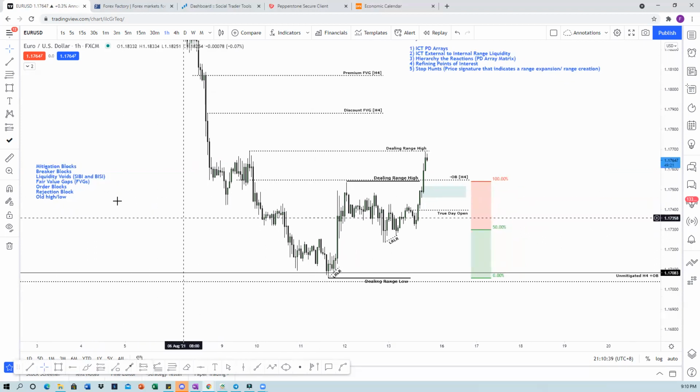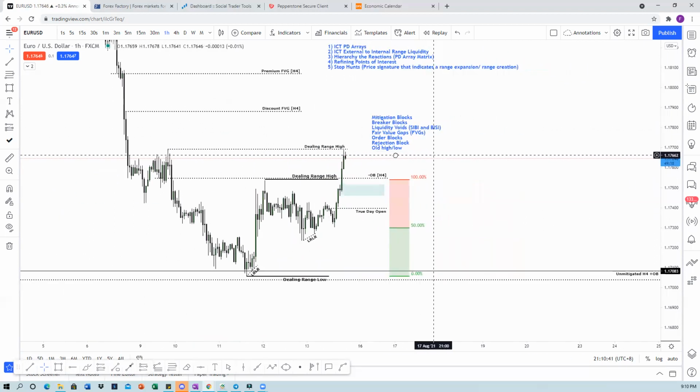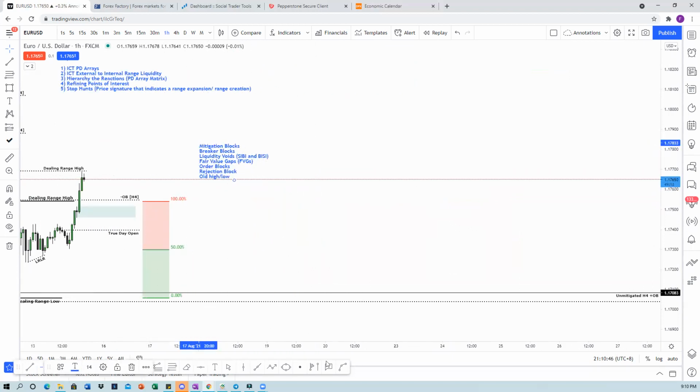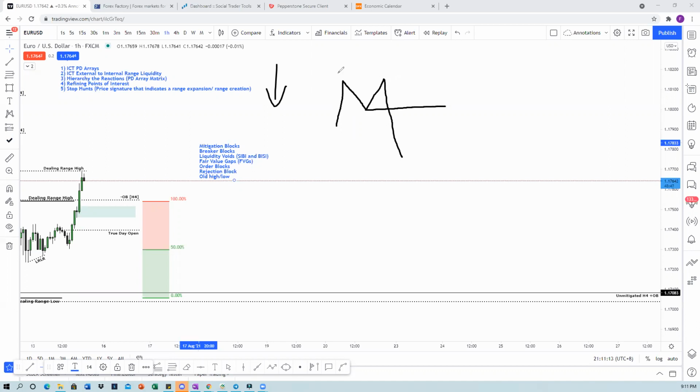Now for those that are not familiar with these individual concepts, listen, look closely. When you see a mitigation block, I'll give you both the bullish and bearish examples. A bearish example: price makes a high, lower high, and drops. This here is the point in which it becomes a mitigation block.